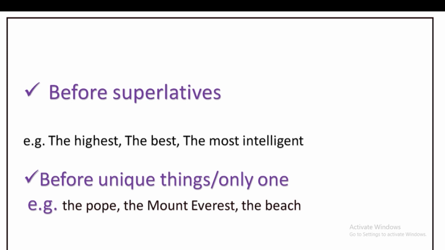We also use the before unique things, or things which are only one. For example, the Pope. He is only one in the whole world. The church designates him. The Mount Everest. It's a unique thing, nothing like it. The beach. Why am I using the beach here? If I use it in a sentence, yesterday I went to the beach which is near my grandmom's house. Or I went to the beach, if I say that, I'm talking about a beach which I often visit, which is close to my house, or maybe in a small town which is famous. So, only one.